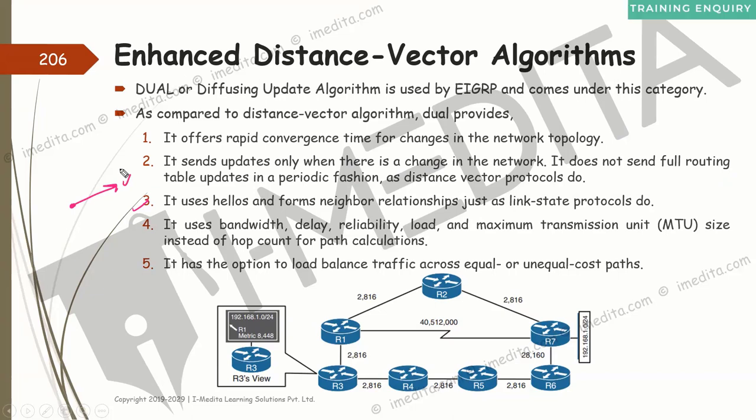But in the case of these enhanced distance vector routing protocols, first the two devices will form some sort of neighborship. Once they form the neighborship, just like the link state routing protocol does, then they are going to exchange the route information with each other. Not only relying on bandwidth or hop count, enhanced distance vector routing protocols such as EIGRP use bandwidth, delay, reliability, load, and MTU instead of hop count for best path decision. Which path is the best path among these three? It will be decided based on bandwidth, delay, reliability, load, and MTU.